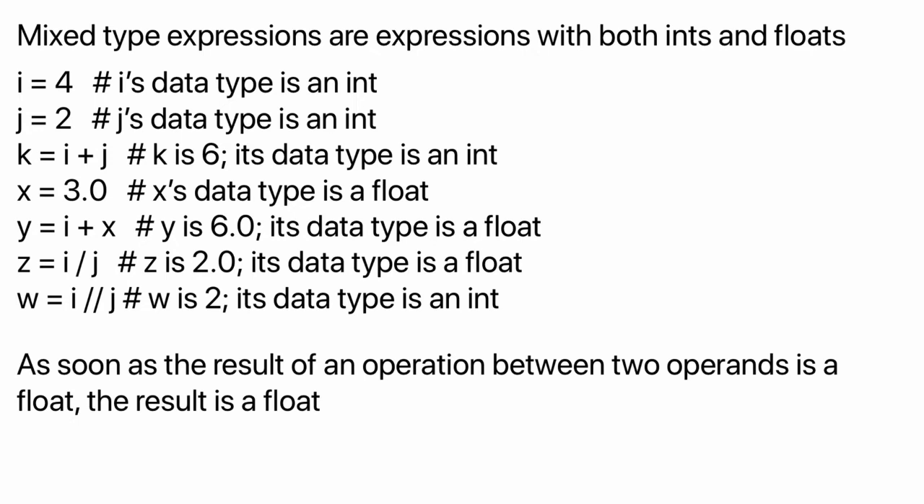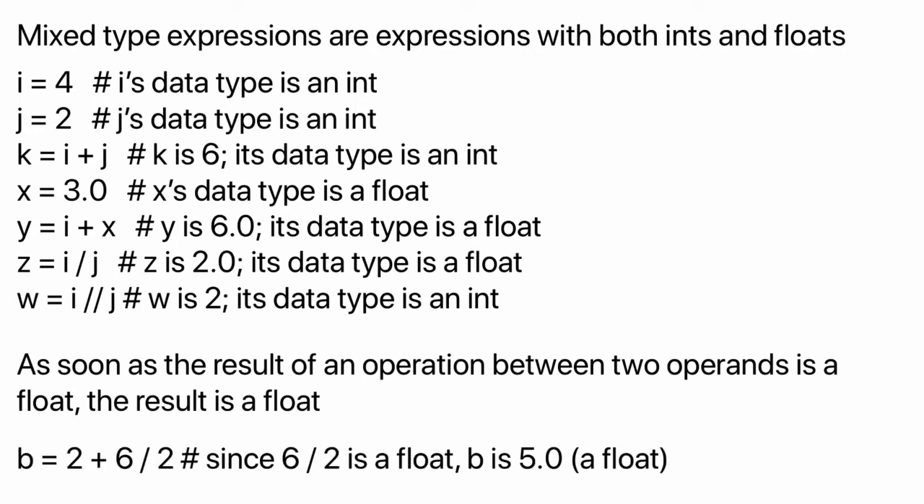As soon as the result of an operation between two operands is a float, the result is a float. So in this example here, the first thing we would do would be 6 divided by 2 because of the precedence operation. That's floating point division and will give us 3.0. And then we add 2 plus 3.0 and we get 5.0, so b will be a float.